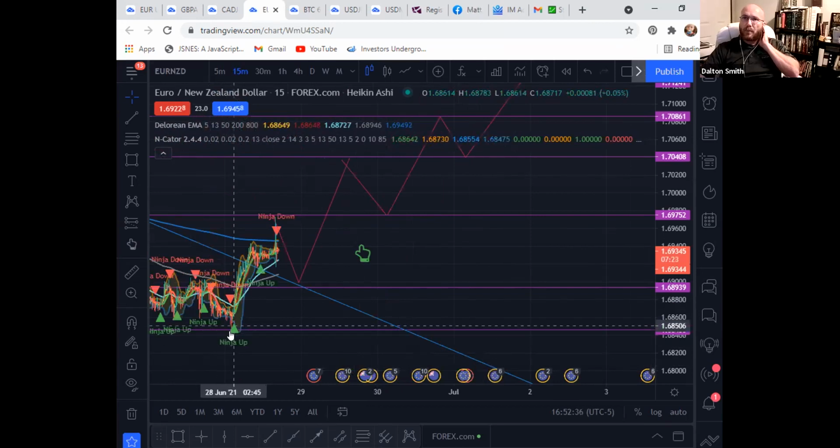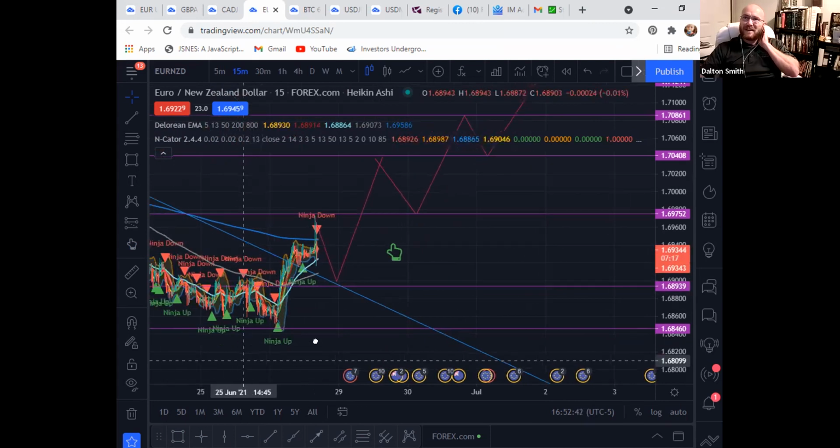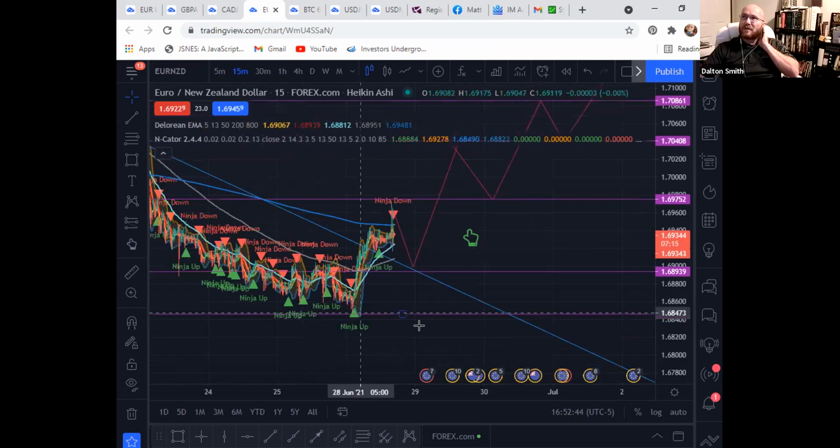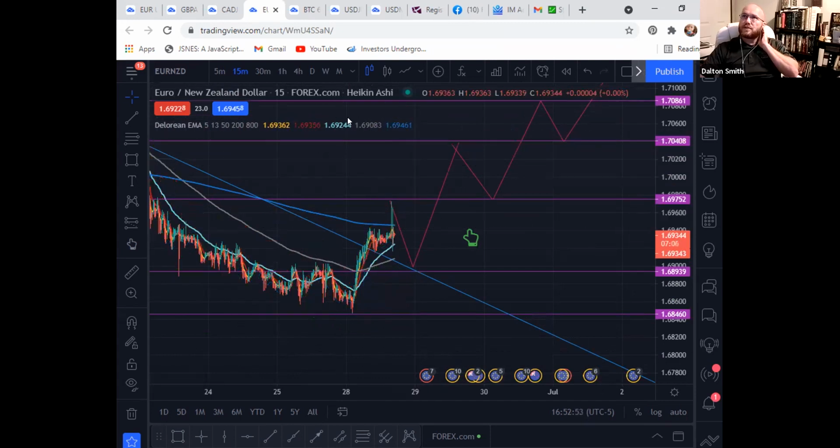Look here, it says up, up, and it went up. So that's another really strong indicator that we use. So you combine price action with indicators and you get a really strong trading strategy.